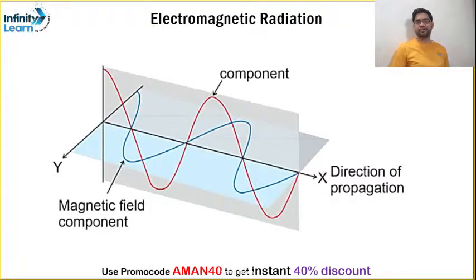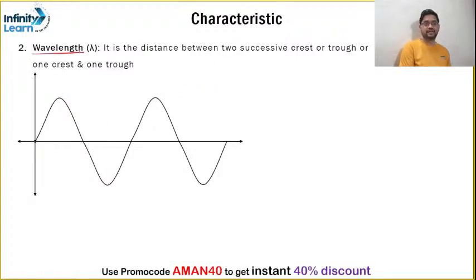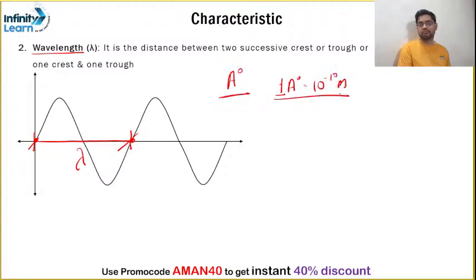Right. Now talking about developments of Bohr's model, the first one is electromagnetic radiation. We know that it travels perpendicular to each other. That's the only thing you should know. And we have some characteristics that we need to discuss. Amplitude is the maximum displacement from its mean position, and its unit is meter, centimeter. Wavelength is the distance between two crests, two troughs, or one crest and one trough. This is the length of an entire wave, given by lambda. Generally it is measured in Angstrom, and 1 Angstrom is 10 raised to minus 10 meters.